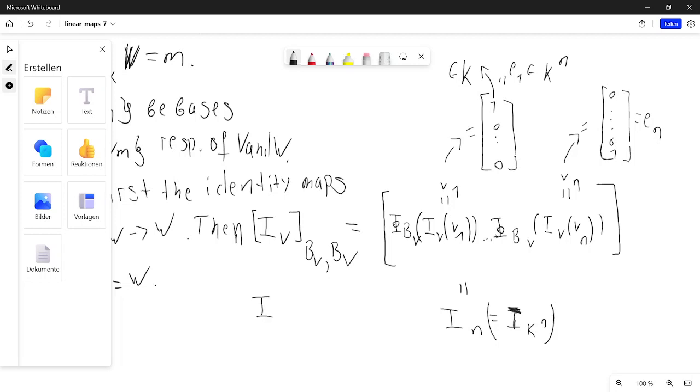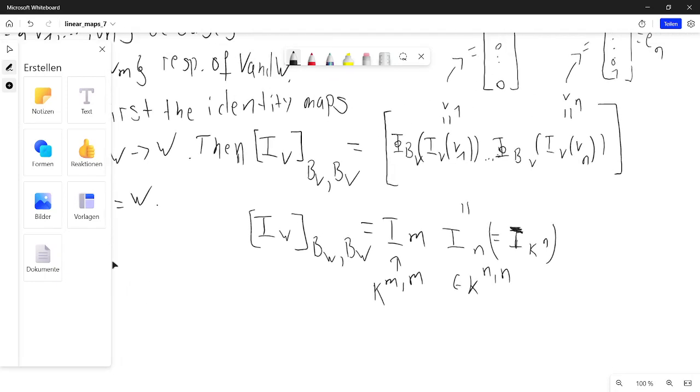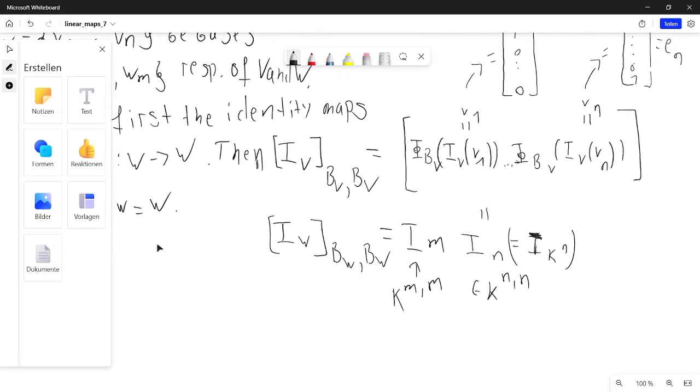Same way, I_W, P_W as representation. Okay, I should write where it is. And this is I_m, and this of course with ones in the space k and diagonal k and m. Right.